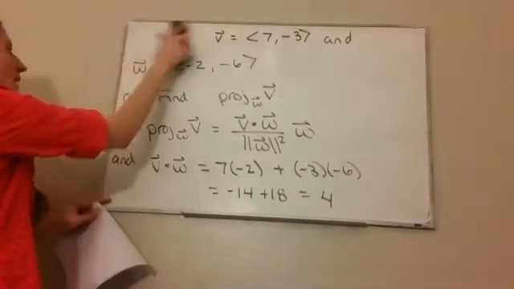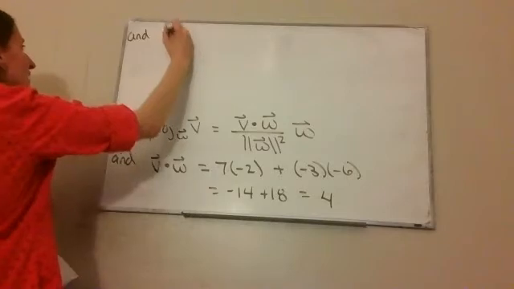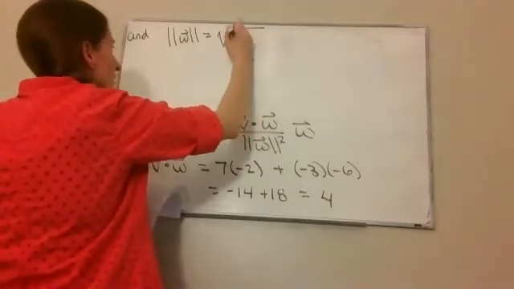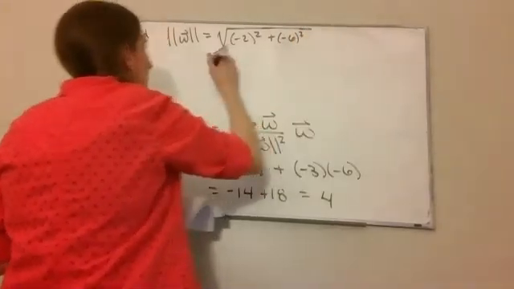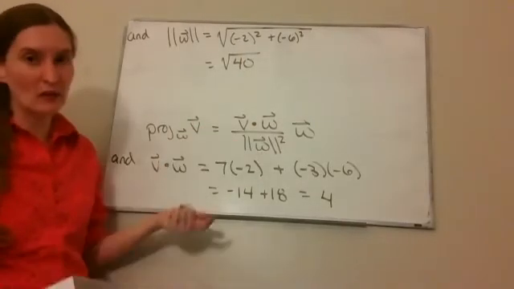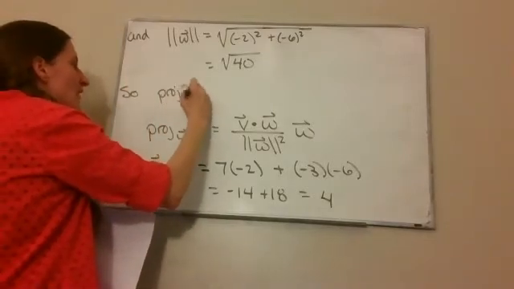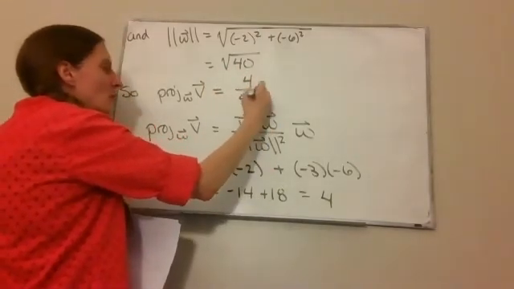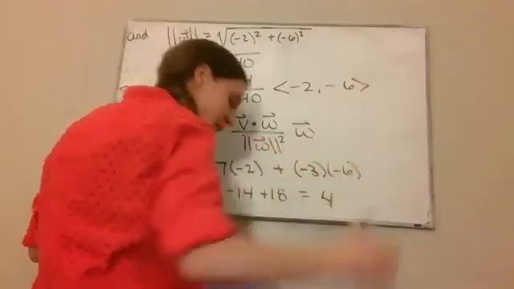Now I'll find my magnitude of w. My magnitude of w is equal to the square root of my first component of w squared plus my second component of w squared, which is equal to the square root of 40. So this means that my magnitude squared is just going to be 40. So this means that our projection of vector v onto w is equal to my dot product of 4 over my magnitude squared, so that's 40, times my w. And w was the vector negative 2, negative 6.